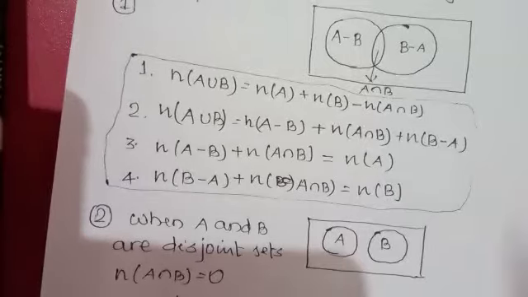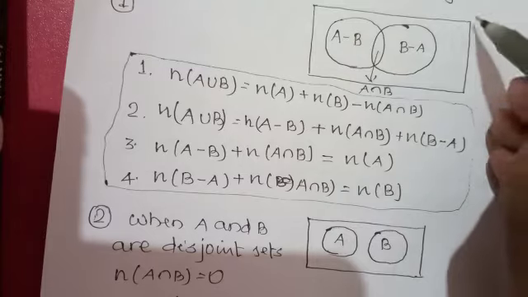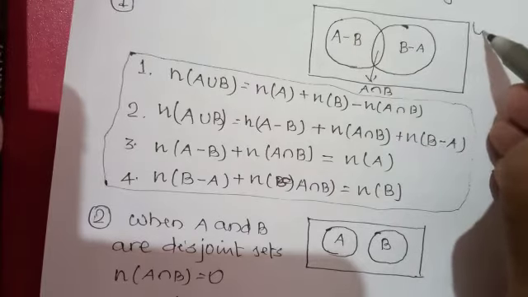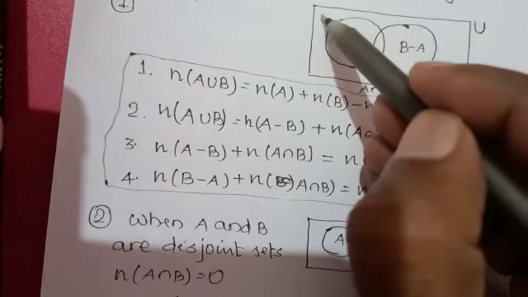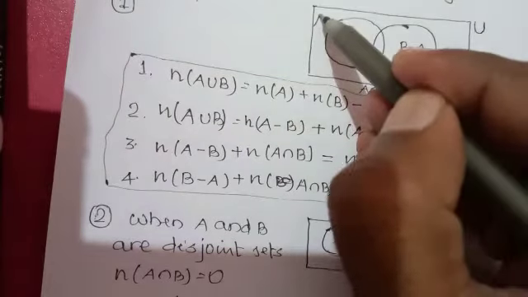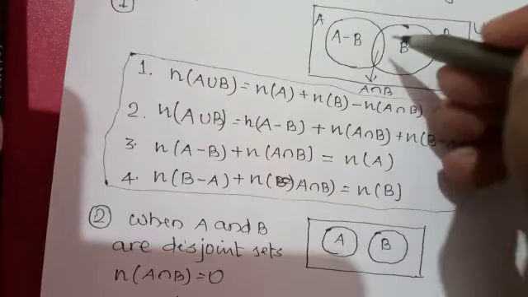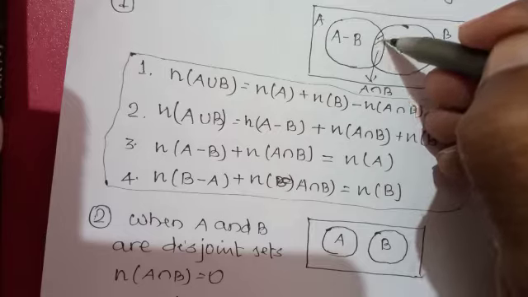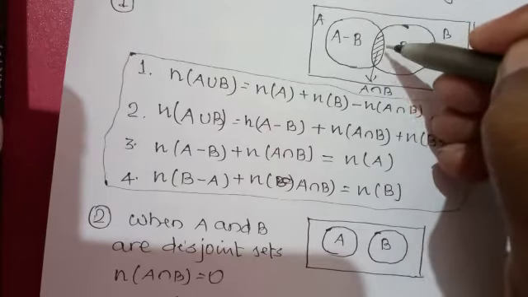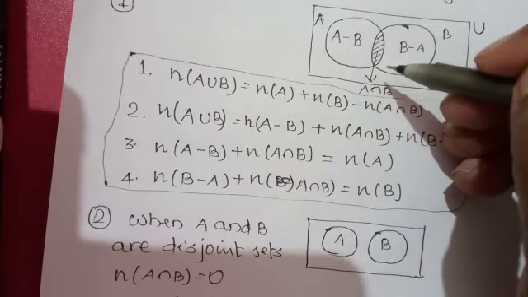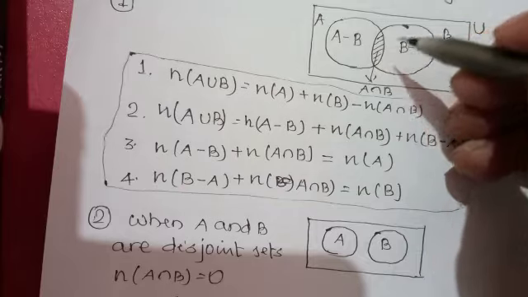See the picture. Venn diagram sets must be drawn inside a universal set. Suppose A and B are two sets, right? See, this portion is common in both sets, so this is called A intersection B. You already know the definition of A intersection B. This is the common portion of A and B.